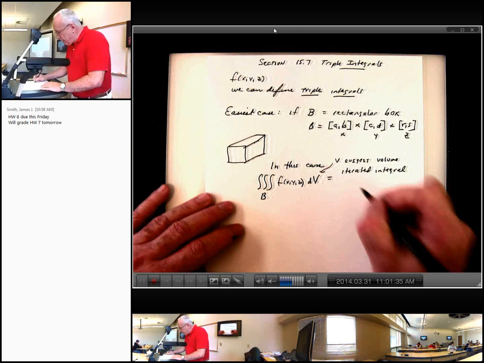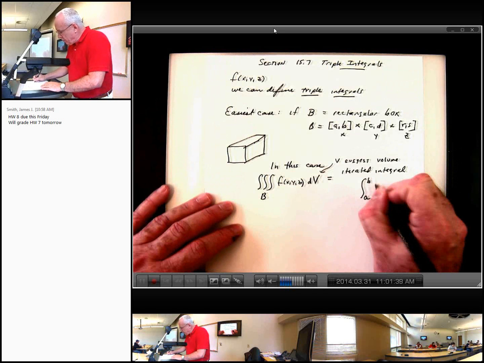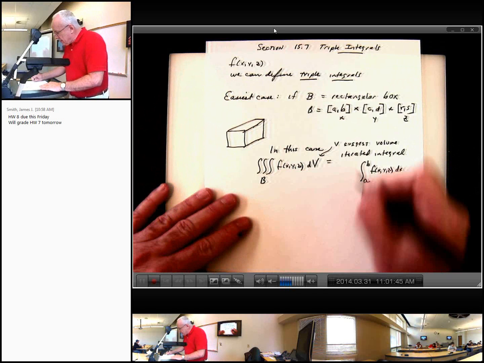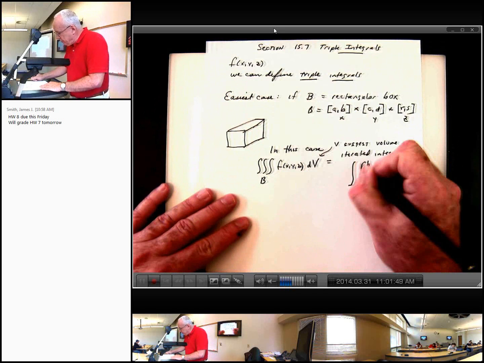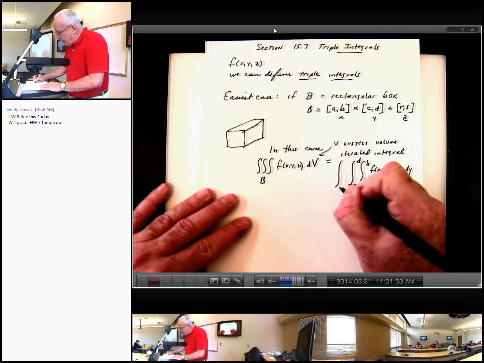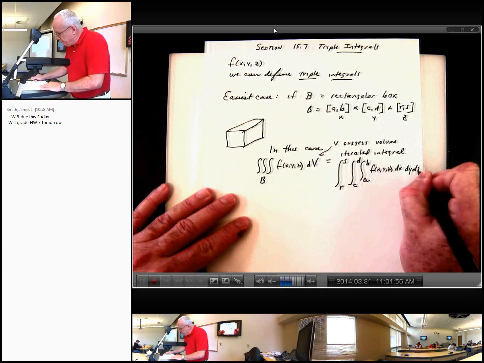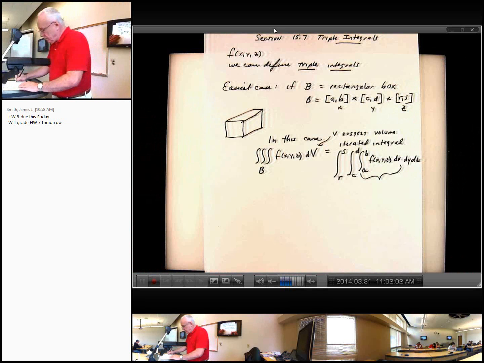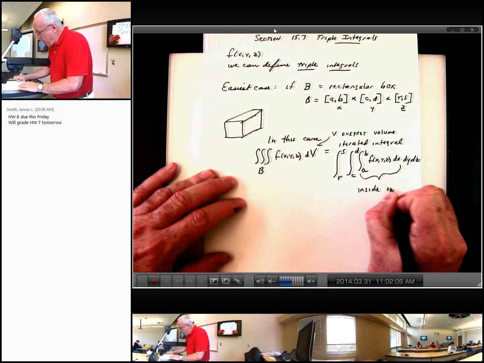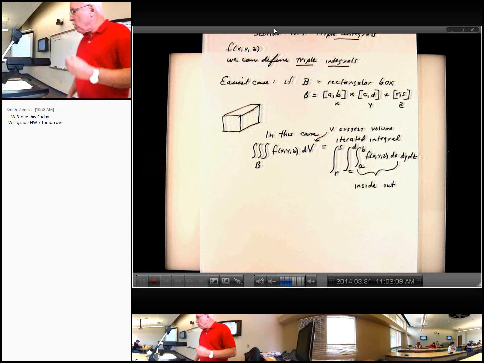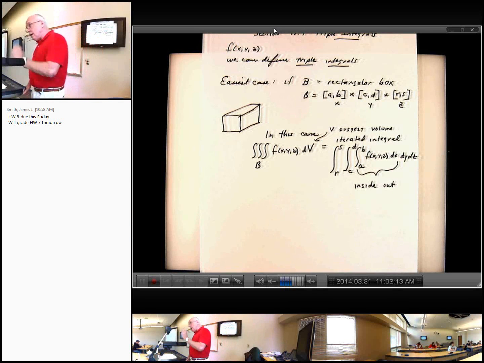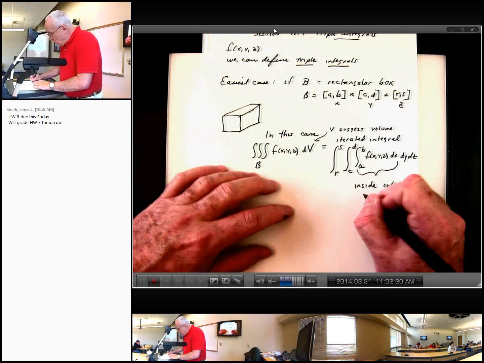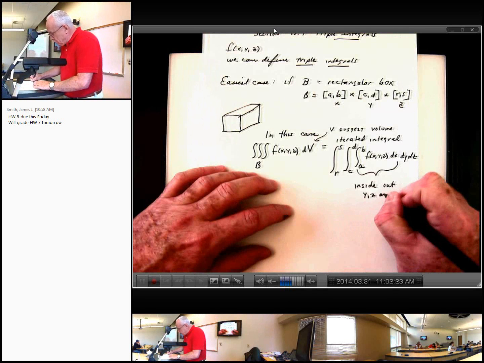It's just going to be, say, x going from A to B of our function. That would be our inside integral. Outside of that, we would have y going from C to D, and then outside of that, we have z going from R to S. Again, we start from the inside out. On the inside, where we're integrating with respect to x, the other 2 variables, y and z, are initially treated like constants.